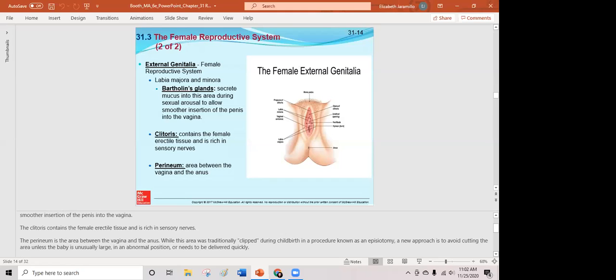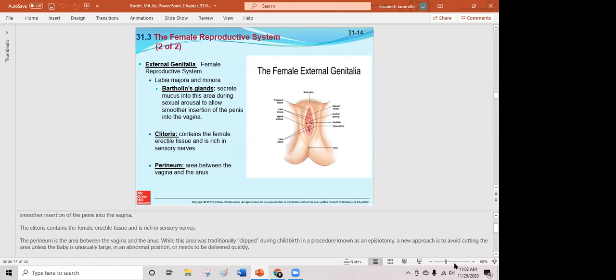The clitoris contains the female erectile tissue, which is rich in sensory nerves. The perineum is the area between the vagina and the anus. This area is traditionally clipped during childbirth in a procedure known as an episiotomy. So what happens is if the baby's head is too large or what have you, this little piece right here is what they're talking about, the perineum. This is what they clip from right here, opening it down a little bit. They open it and give it a little more space for the child to be born.